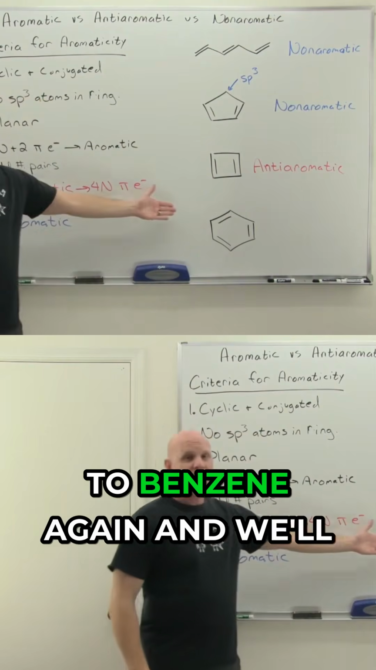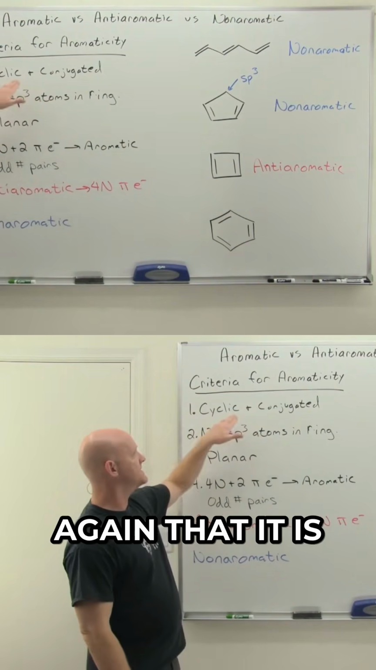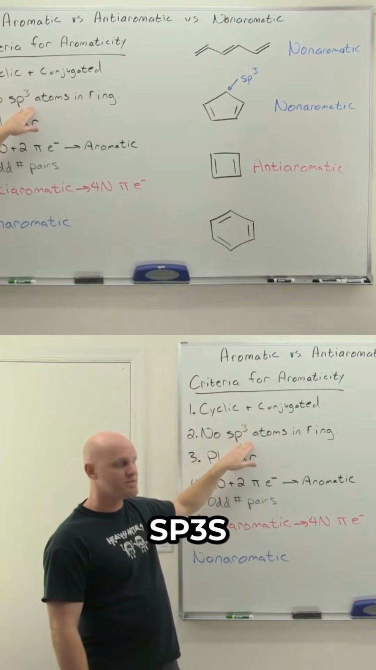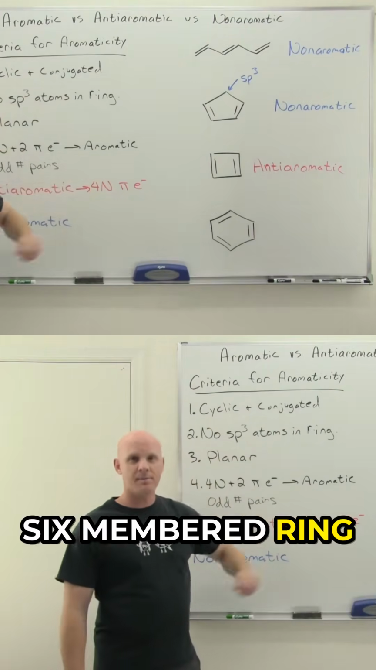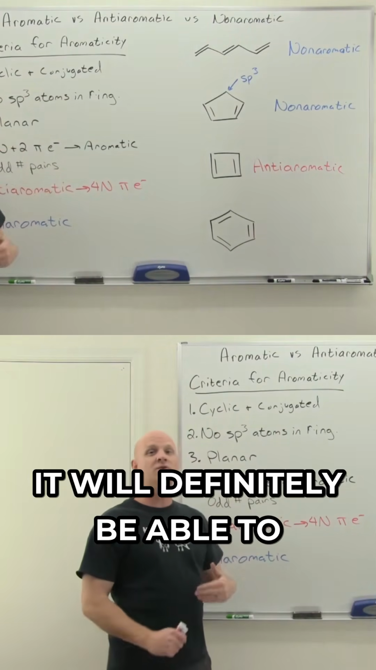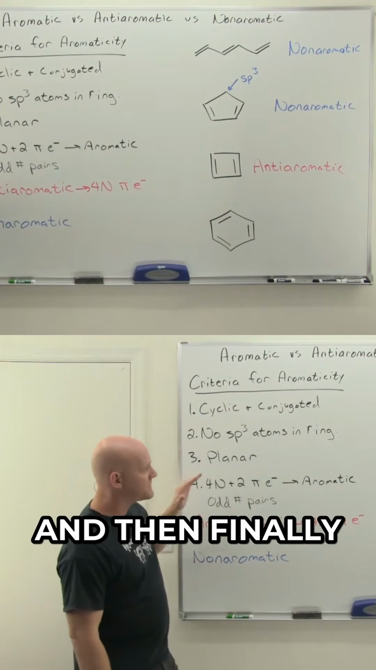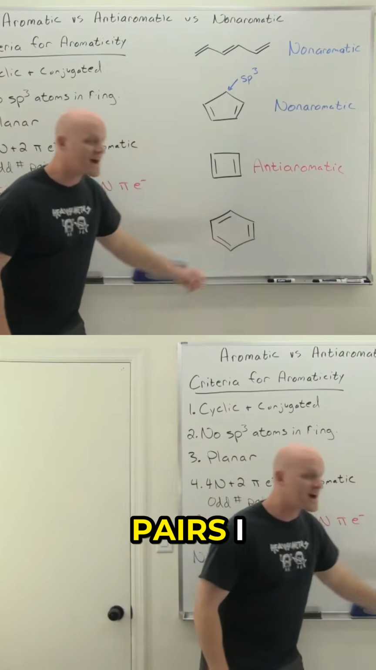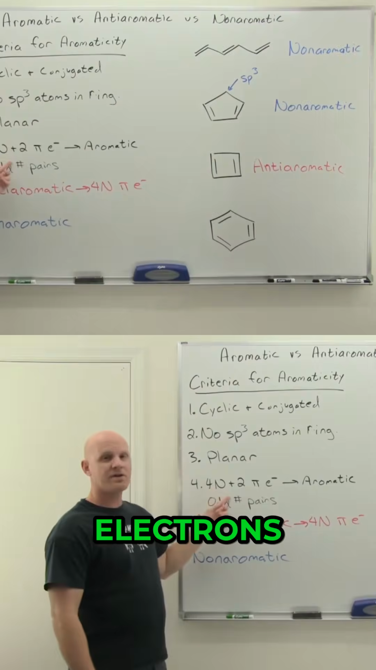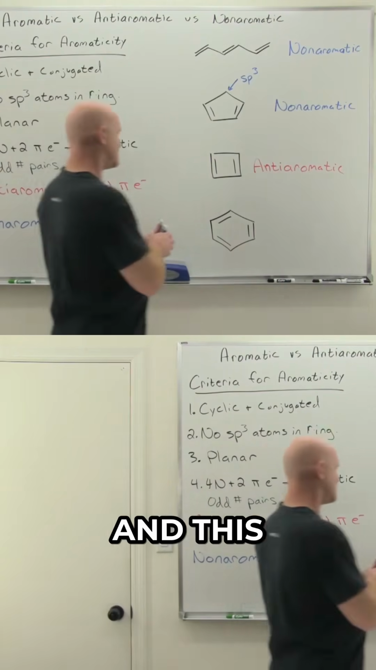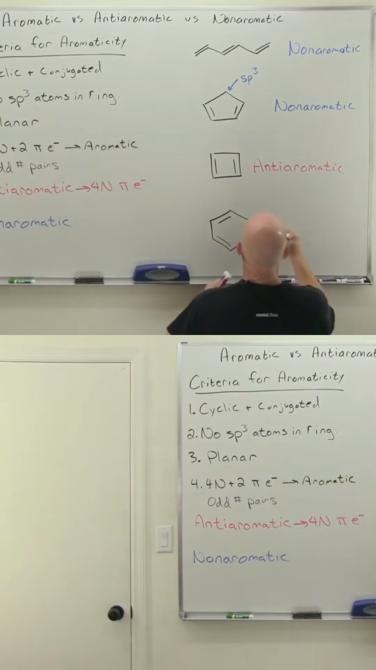All right, then finally back to benzene again, and we'll just demonstrate once again that it is cyclic and completely conjugated. Every atom in the ring is sp2, so there's no sp3s. It is planar, being a 6-membered ring. Again, 7 or less, it will definitely be able to be planar. 8 or more, sometimes they are, sometimes they aren't. And then finally, this has got 3 pairs, i.e. 6 pi electrons, which is one of these 4n plus 2. 4 times 1 plus 2 is 6. And this, again, is aromatic.